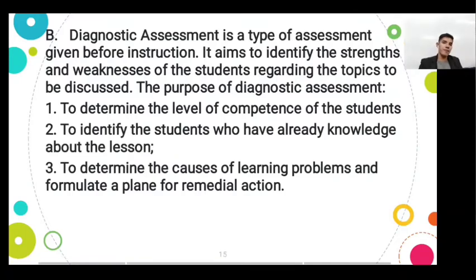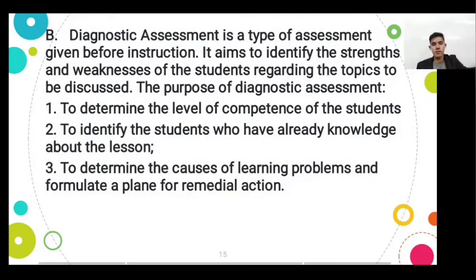And next, we have identify the students who have already knowledge about the lessons. So, sa diagnostic assessment, na-diagnose natin na alam niya na pala itong ibang bagay na to. So, as a teacher, hindi na tayo mag-focus masyado doon and papahapyawan na lang kapag halos alam na ng mga estudyante. But, hindi ko po sinasabi na pag alam ng estudyante, hindi mo i-discuss. No. You as a teacher, or we as teachers, should discuss every lesson, kahit sabihin pa natin, meron ng background yung isang estudyante. Next is to determine causes of learning problems and formulate a plan for remedial actions.